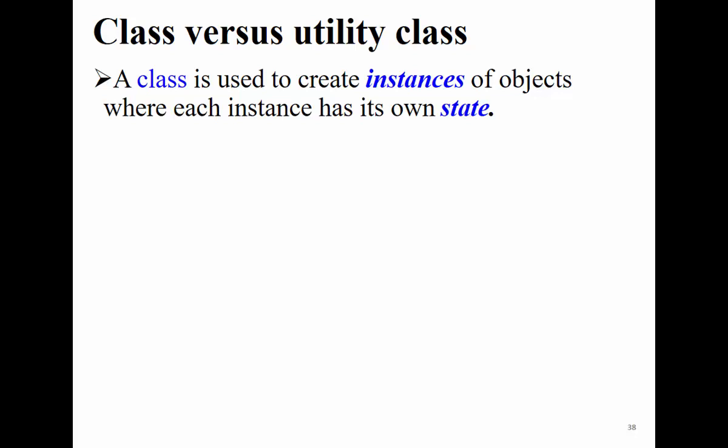Now, what's the difference between the normal class that contains static and non-static fields, and the utility class? With a class, you can create an object, and once you create an object, it has its own state. So you create an employee, and each employee has a different employee number. Each employee has a different name. They don't have the same name.